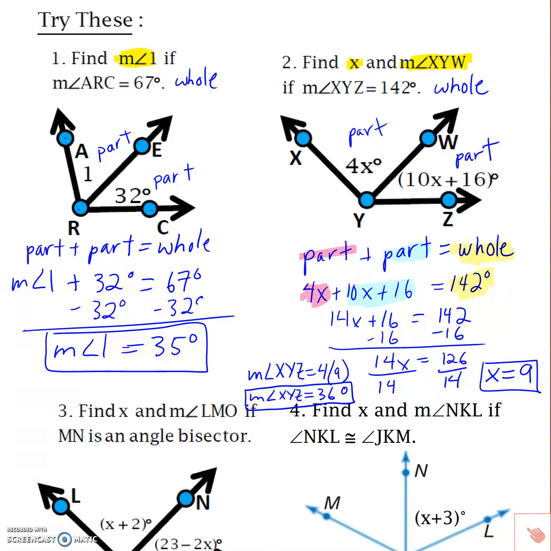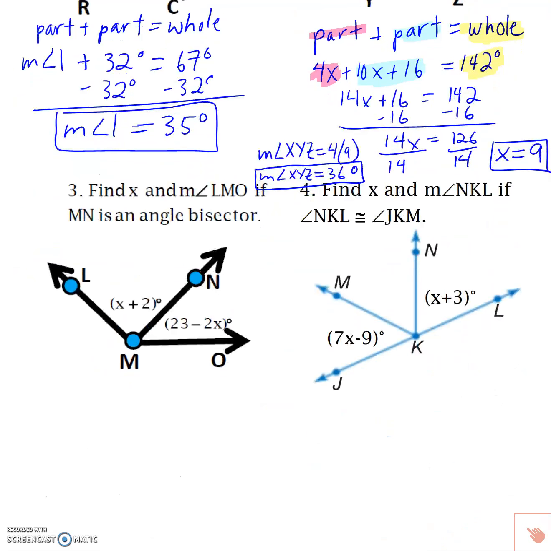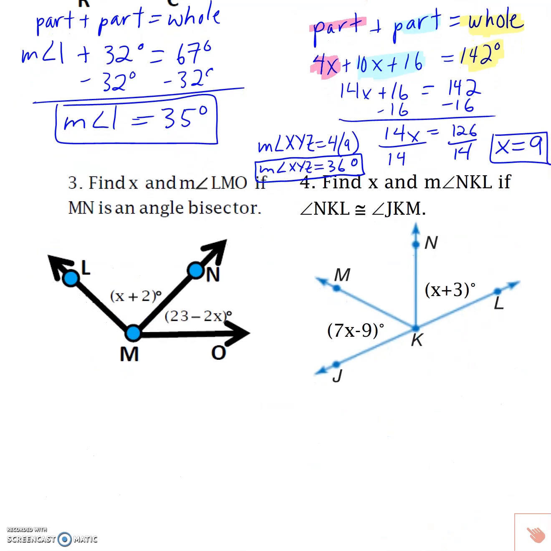Let's look at these last two, and I'm going to help you set them up, and then you're going to do the solving. For this number 3, it tells us that we're going to find x and the measure of angle LMO if MN is an angle bisector. So remember, angle bisector means those two angles have equal measure. So is this going to be a part plus part equals whole, or a part equals part? That would be a part equals part.